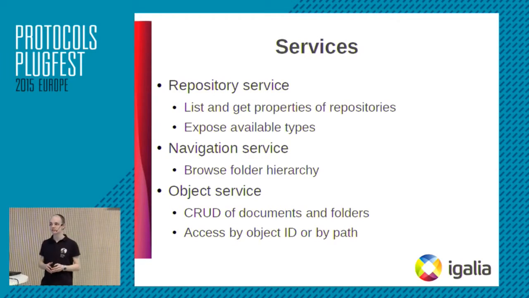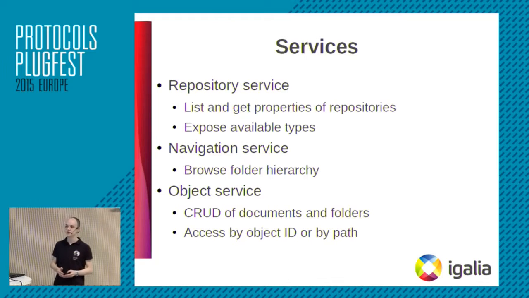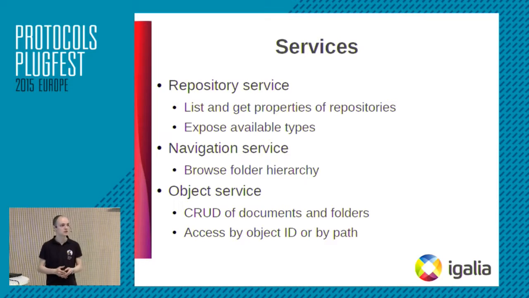These are some services exposed by CMIS servers. You have the repository server. You can use it to list and get properties of repositories. The repository services also expose the available types in your server, in case you have added your own types. And as I said before, you can query the repository service to know about the capabilities of your server.